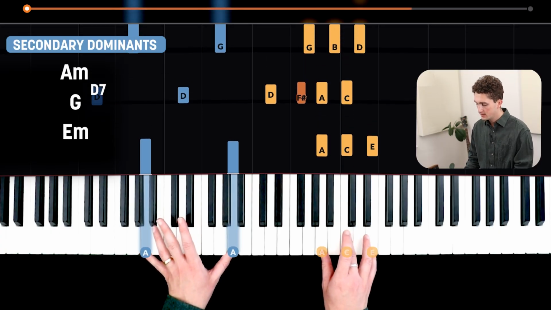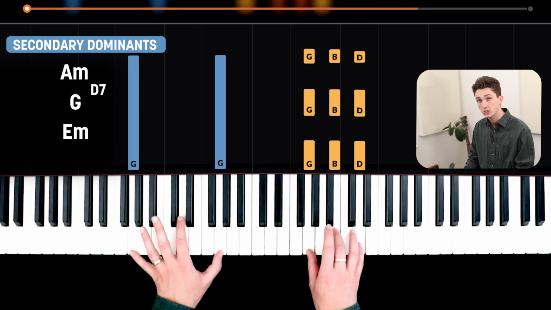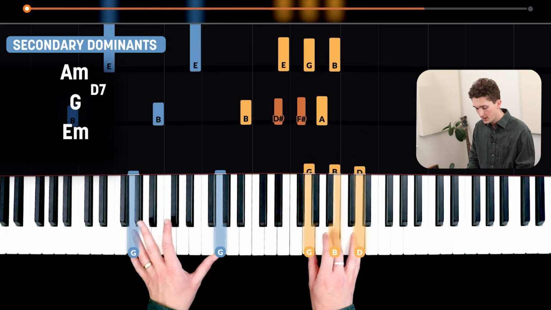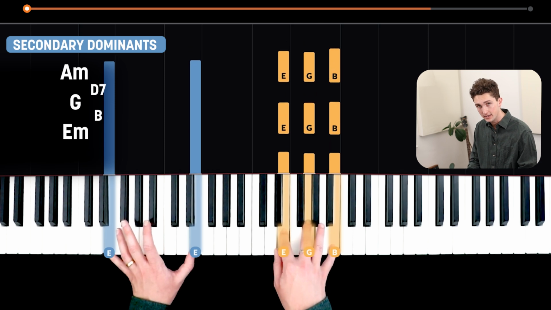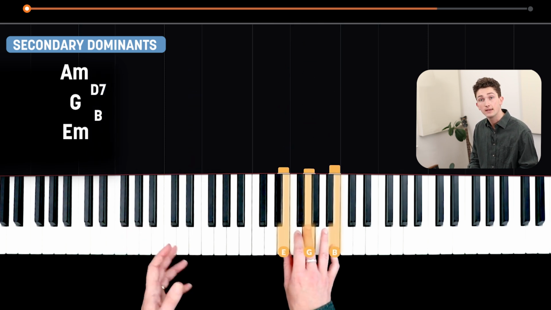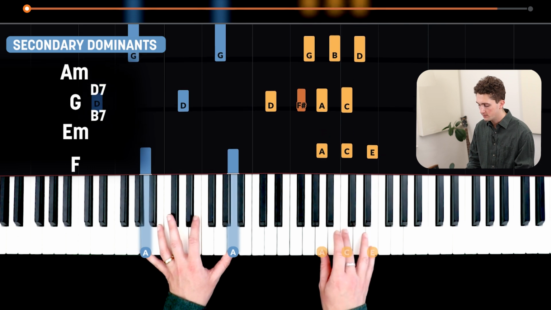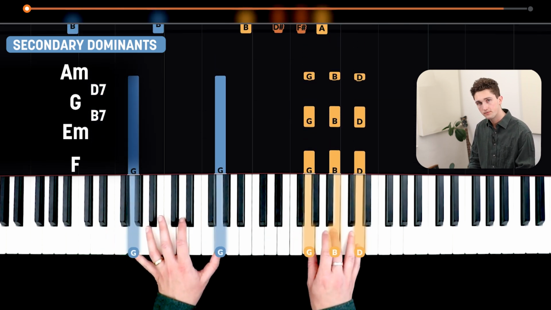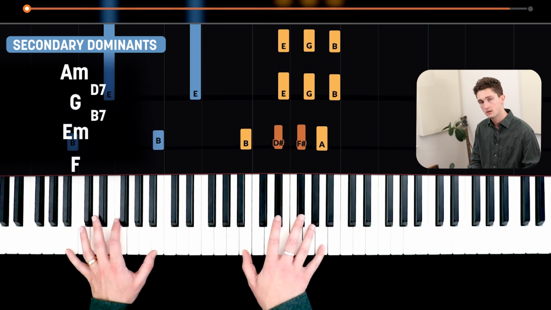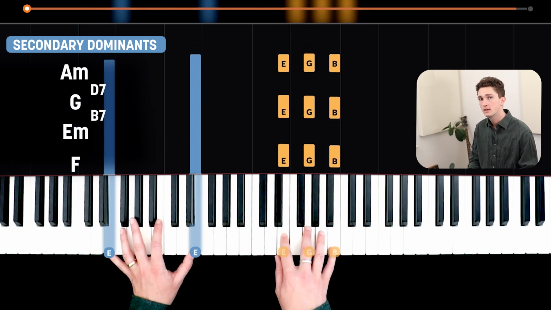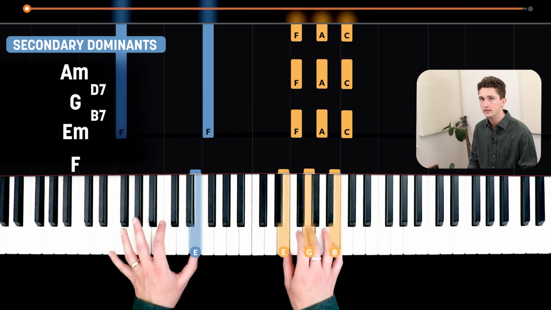Starting from the top again, A minor, D7 leads to G, B7 leads to E minor, and then there's just F left, right? We could have the secondary dominant of F as well, but it would start becoming a bit much, I think. We'll be sort of over salting the food. So we're going to have D7 before G, then B7 before E minor, but E minor is just going to go up to F ordinarily.